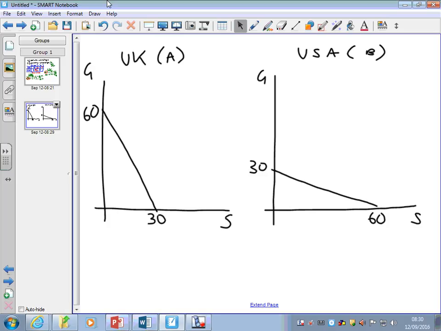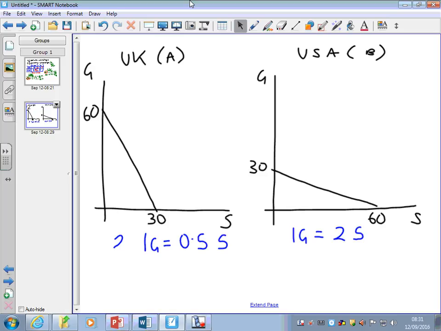Now what we know is at the moment in the UK, for every 1 good that is produced, we sacrifice 0.5 services. In America, for every 1 good that is produced, they sacrifice 2 services. Okay, so what we would say is, based on this then, is that the Americans appear to have the advantage at making service.